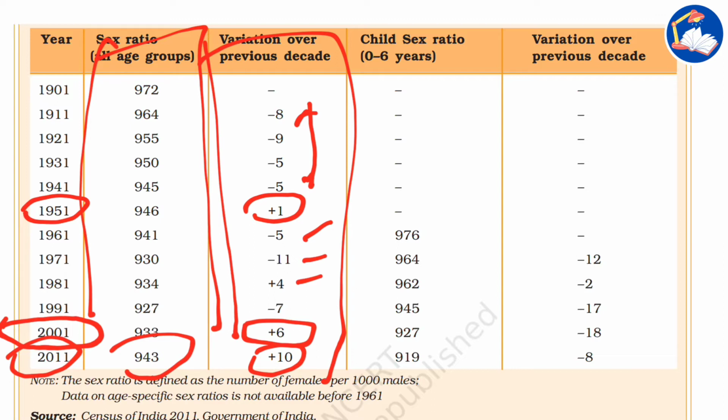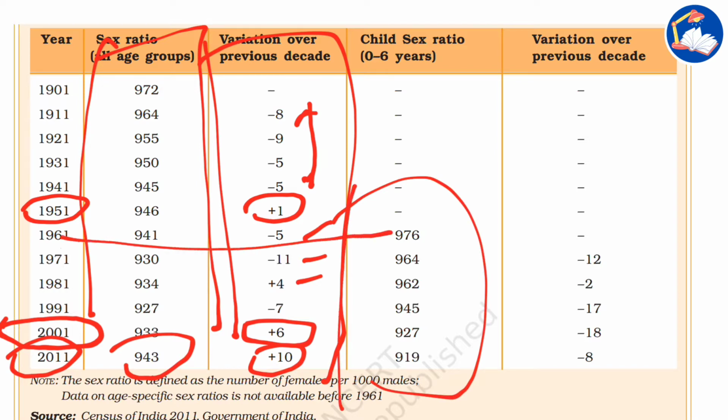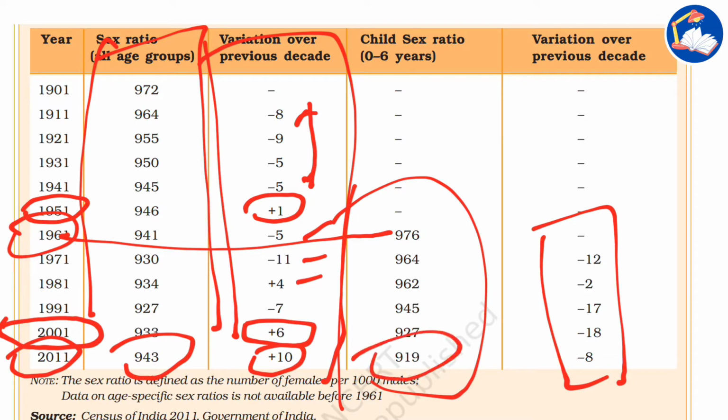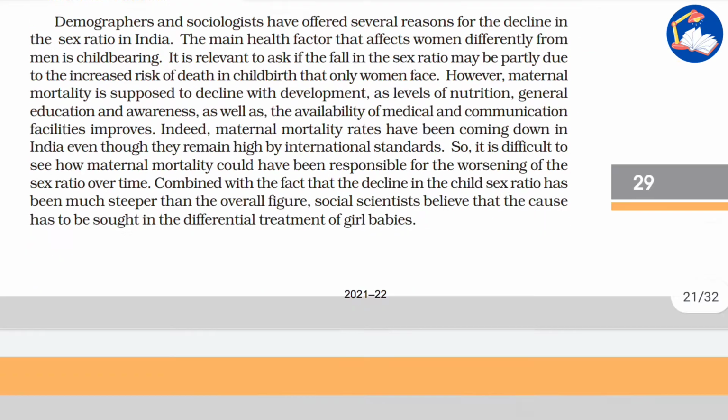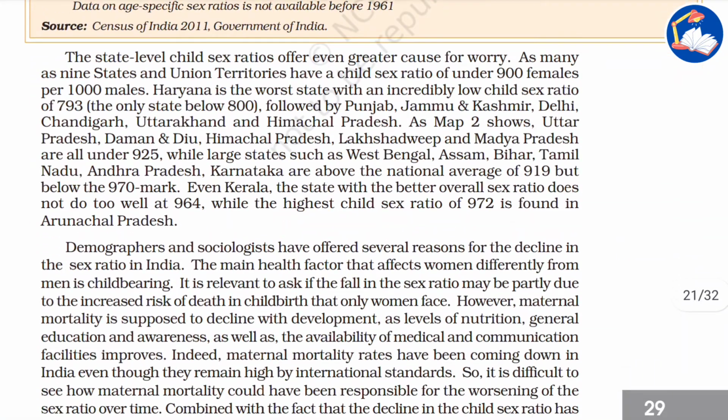Okay, and when we are considering the child sex ratio, which began to be calculated in 1961, from there we can see that all these years have been a substantial decrease, and from 1961 the final value is 919. Okay, that has been a worrying factor. So now we will look at what are the causes of the decreasing child sex ratio.